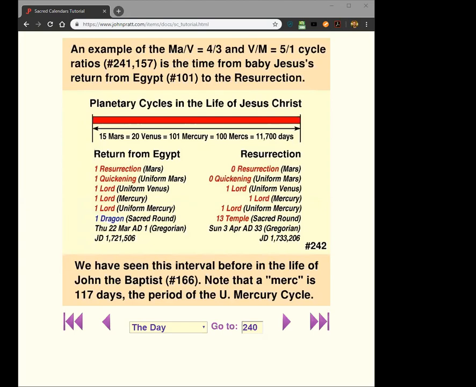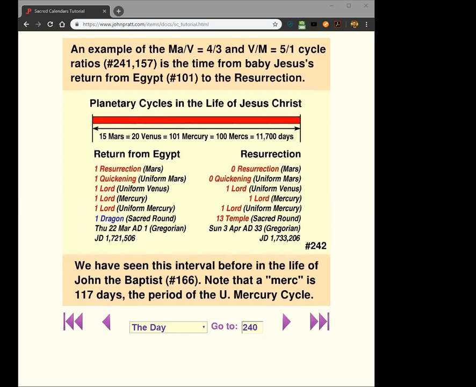I say this at the bottom of the slide. We've seen this interval before in the life of John the Baptist. That interval is exactly how long John the Baptist lived. I think I called it the Baptist interval in honor of him. But when you look at all of these that line up, they're not only that many days, they're not on random days.